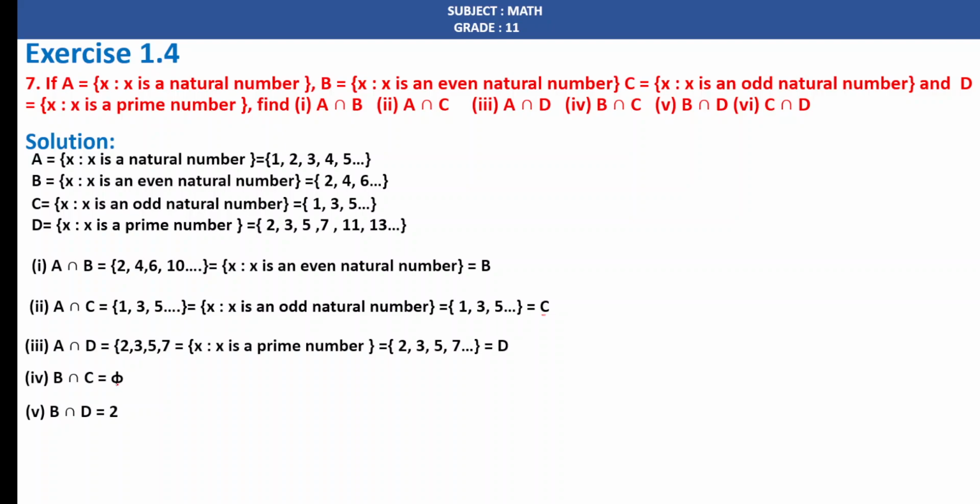Fifth one, B intersection D. B is even natural numbers 2, 4, 6 and D is prime numbers 2, 3, 5, 7. So, only one number is common, that is 2. Therefore, B intersection D is 2.